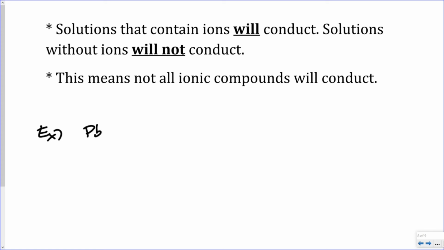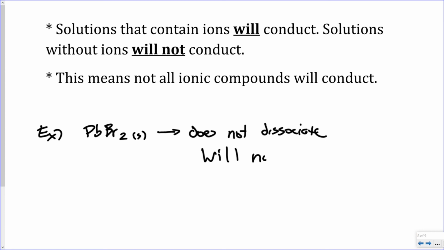So an example would be like lead bromide, PbBr2. If you look at the solubility of bromide, it says it's high solubility with most, but it has a low solubility with lead. Sorry, I should be saying lead two. So in this case, this does not dissociate. So it will not conduct. So you have to be careful that not all ionic compounds will actually conduct, despite what we said before. They will only conduct electricity in water if they dissociate. If they do not dissociate, they will not conduct.